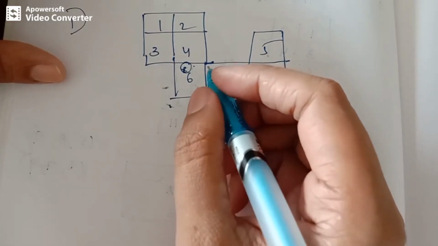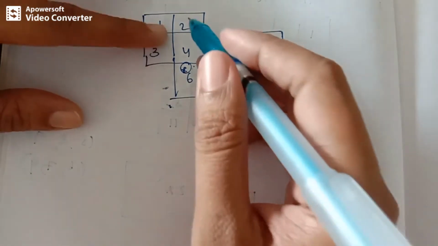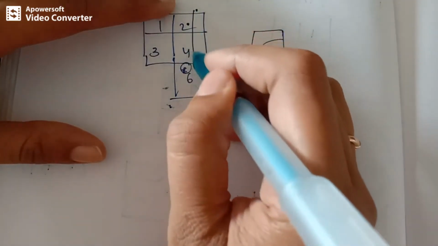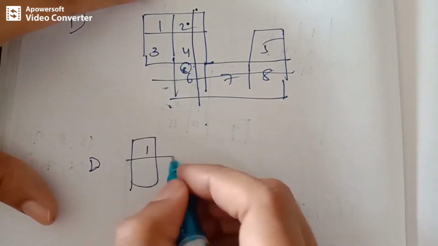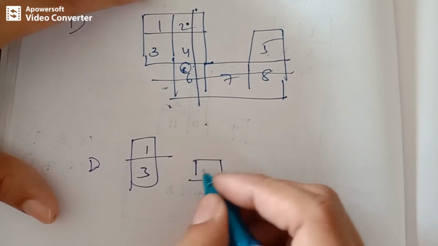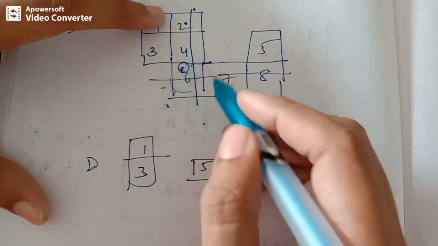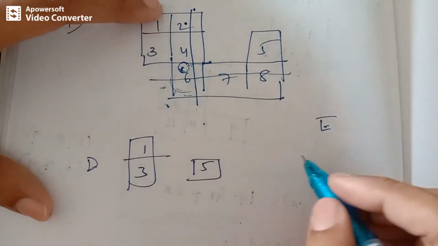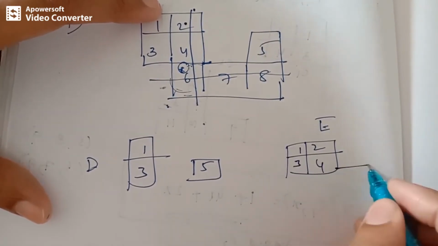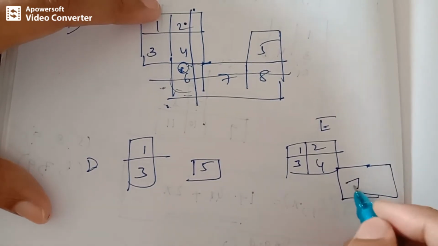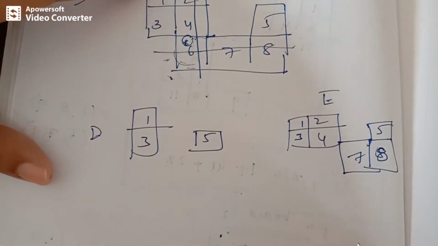Now I'll be dividing this board into two different boards. D represents the board obtained by deleting the row and column. So D will have 1 and 3, and then it will have 5. And the E board will be the board obtained just by deleting the square containing that star. So we'll get 1, 2, 3, 4, and then 7, 8 and 5 here. So this is your board E.